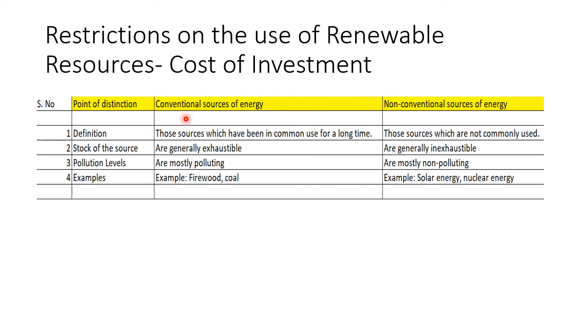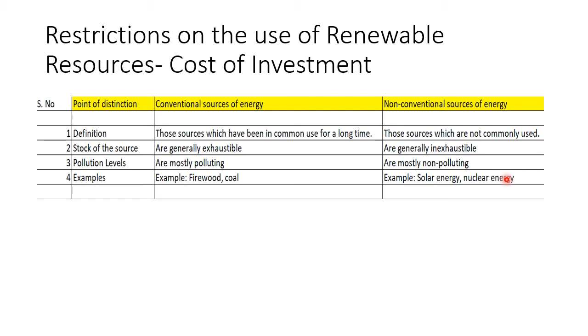Now we are talking about the cost of investment for the renewable or non-conventional sources. We are actually discussing how difficult it is compared to conventional sources. So let us see the point of distinction between conventional sources and non-conventional sources. By definition, conventional sources have been in use for a long time and non-conventional have not been in common use. Stock of the resource is exhaustible for conventional and inexhaustible for non-conventional. Pollution level is very high for conventional sources and non-polluting for non-conventional sources of energy. In examples, we have firewood and coal for conventional sources, and for non-conventional we have just seen them: nuclear, solar, wind, tidal, and many others.